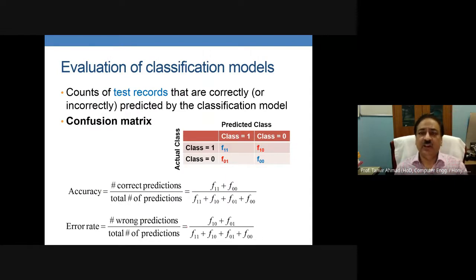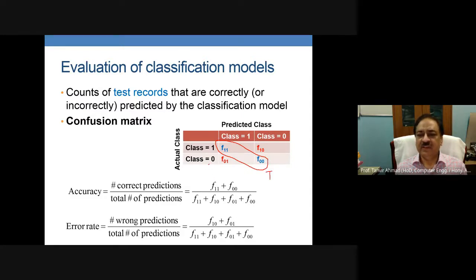Now, how are we going to evaluate the classification model? We make a confusion matrix. The confusion matrix is a square matrix, an n into n matrix, where n is the number of different class labels. If you have 2 class labels, it will be a 2 into 2 matrix. If you have 4 classes, it will be a 4 into 4 matrix. The values given in blue are all true cases.